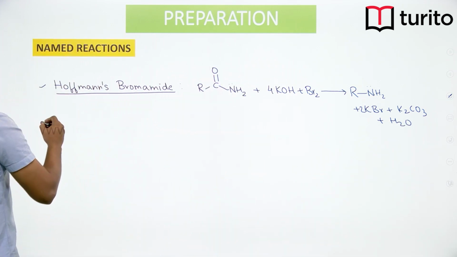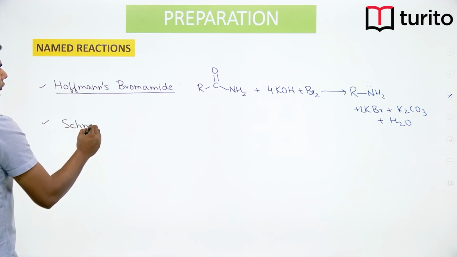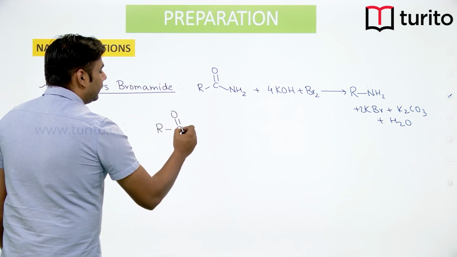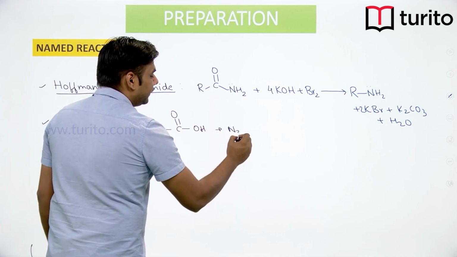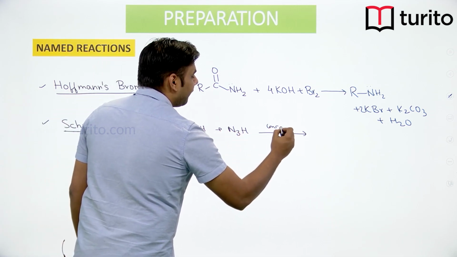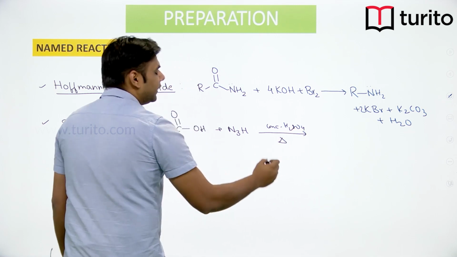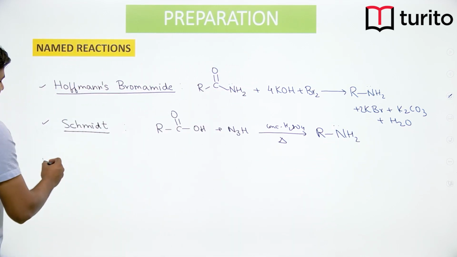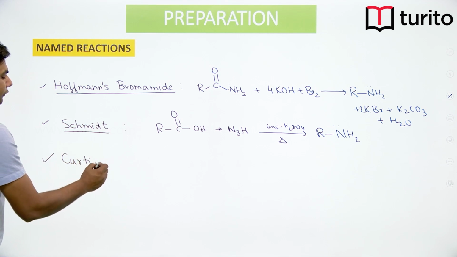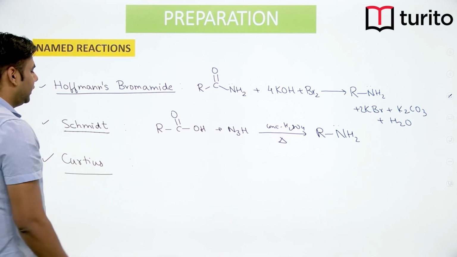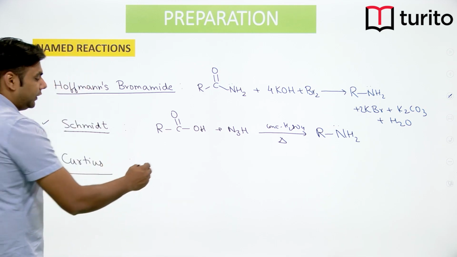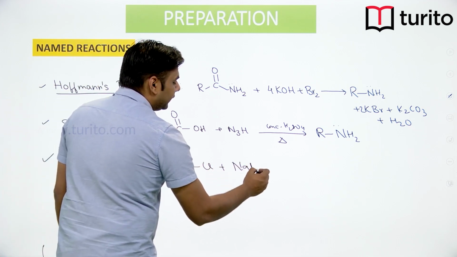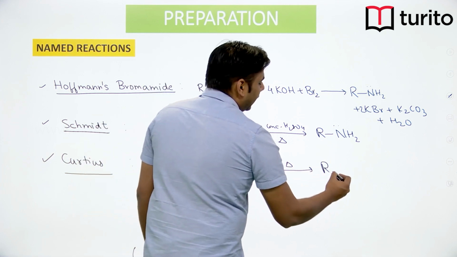The second reaction was the Schmidt rearrangement or Schmidt reaction. What we are doing in this, we are taking a carboxylic acid and heating it with hydrazoic acid in the presence of acid. So in this we are getting again RNH2. The third reaction was the Curtius rearrangement. If you have not gone through Monday's lecture, just go through it. In the later half of the lecture, I have already discussed these reactions with detailed mechanism. If you take any acyl chloride and add NaN3 and again heat it, we get RNH2.